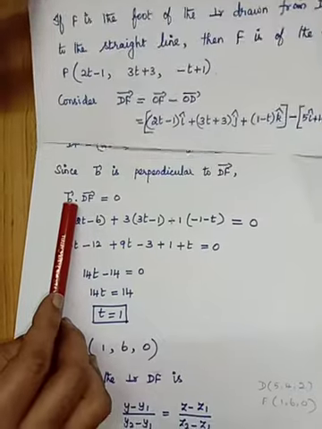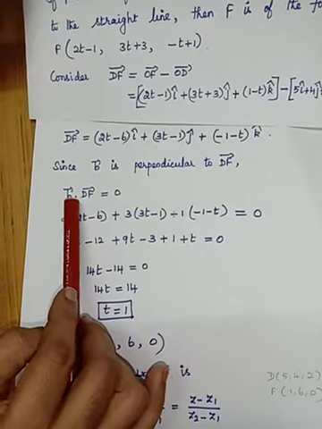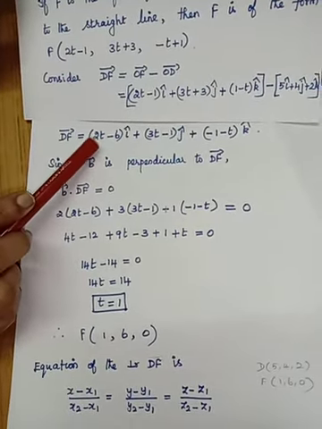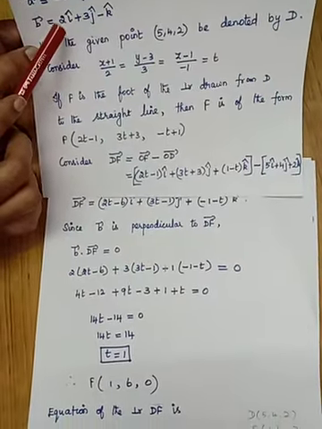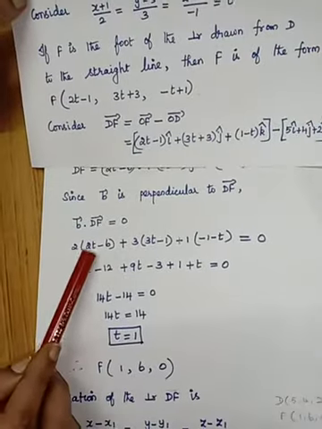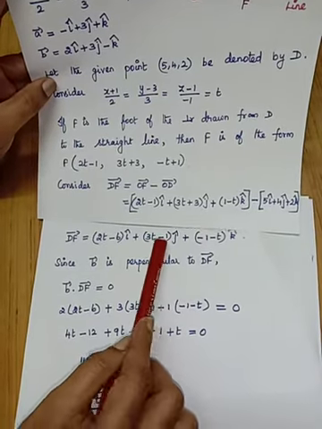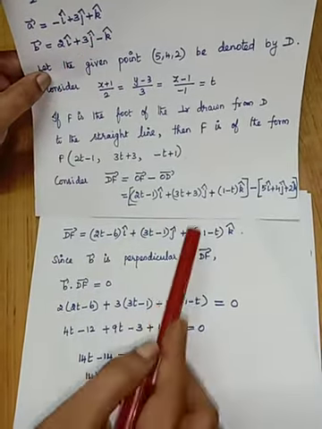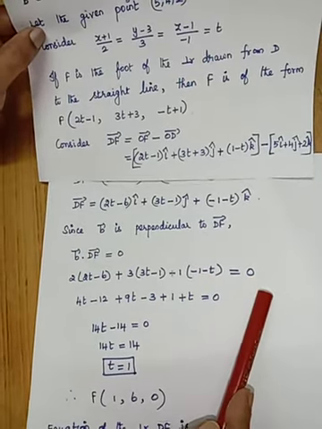You are going to take the dot product between B vector and DF vector. How to take the dot product? You have to multiply the same components. The i component of DF vector is 2t minus 6, which has to be multiplied with the i component of B vector, which is 2. So it is 2 into (2t minus 6). The next one, (3t minus 1) into 3, plus (minus 1 minus t) into minus 1, which is equal to 0.